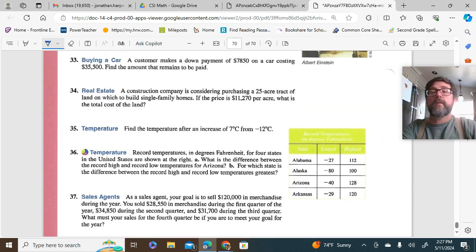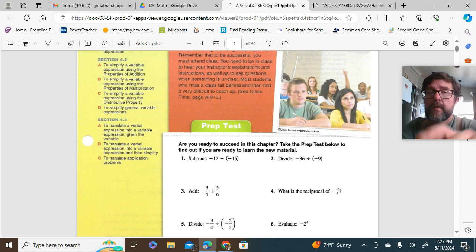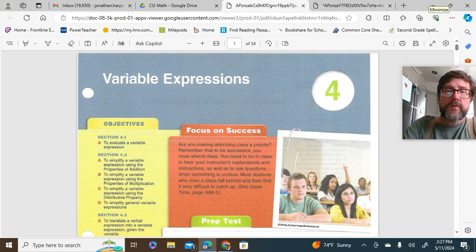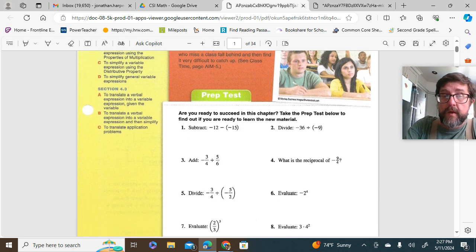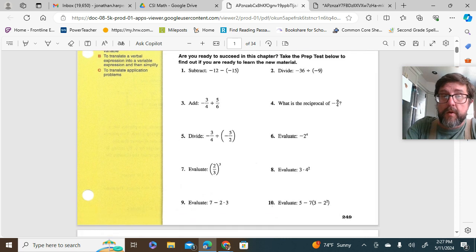Okay, we are finished with Chapter 3. I will be ending this in a few minutes. I am going to show you Chapter 4, Variable Expressions, which is a good part of the basis of algebra. And we will get into these, or negative 12 minus negative 15.